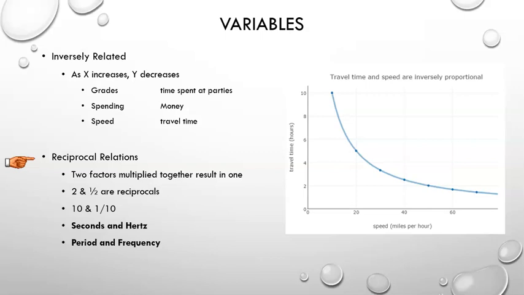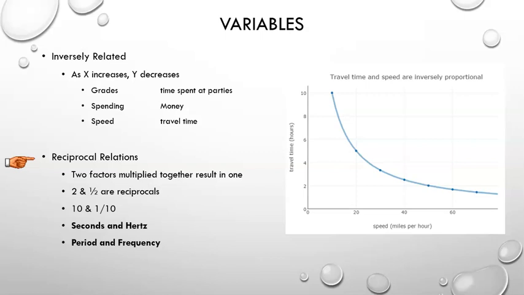Then there's a special case of variable called the reciprocal relations. Reciprocal relations are when two factors are multiplied together and the result is equal to 1, such as 2 and the number 1/2 are reciprocals. You multiply them together, you get 1. 10 and 1/10 are reciprocals. Units can also have reciprocals, and you need to know these that apply in ultrasound. The unit seconds has the reciprocal hertz, or cycles per second. The unit period has the reciprocal relationship with frequency. They are reciprocals. The period is the reciprocal of the frequency.